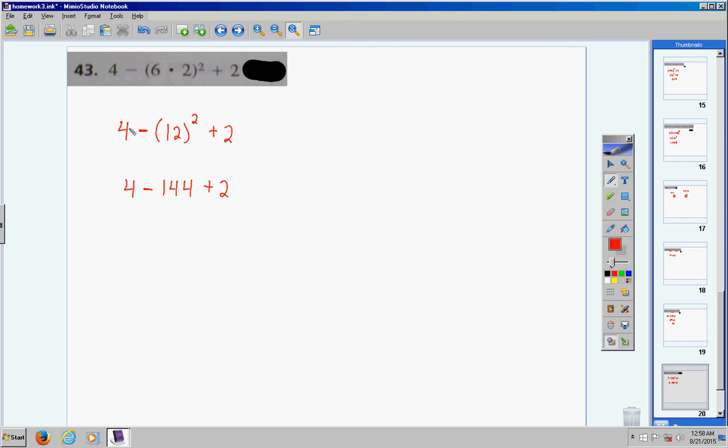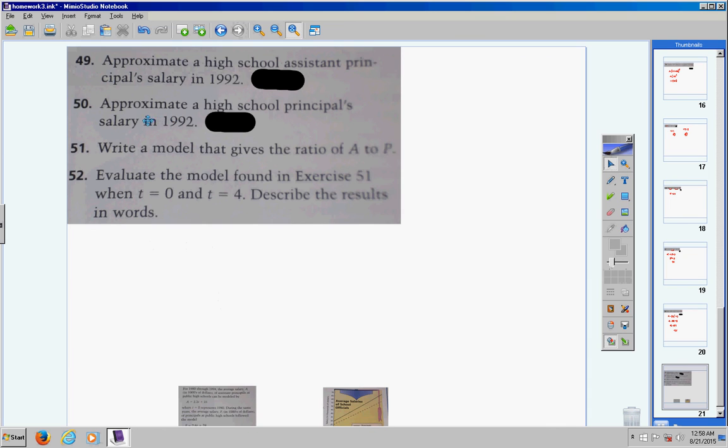Alright? Now, I have a positive 4 and a positive 2. That gives me a positive 6 and a negative 144. So you have a debt of 144. You pay off 6, so you still owe $138. Negative 138. Alright, on to the word problem.